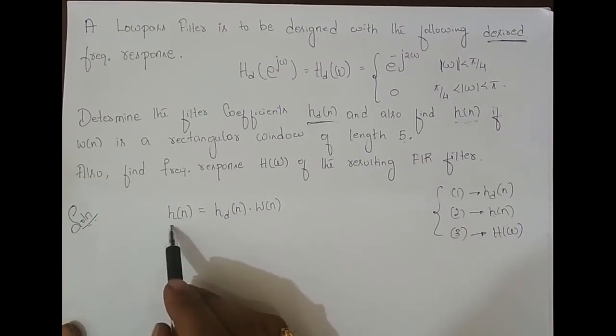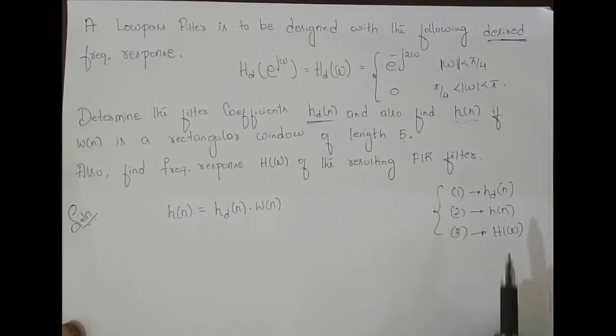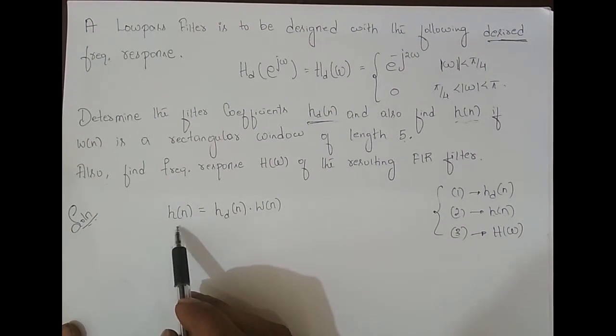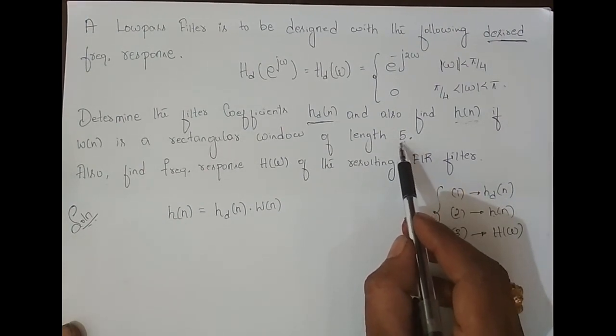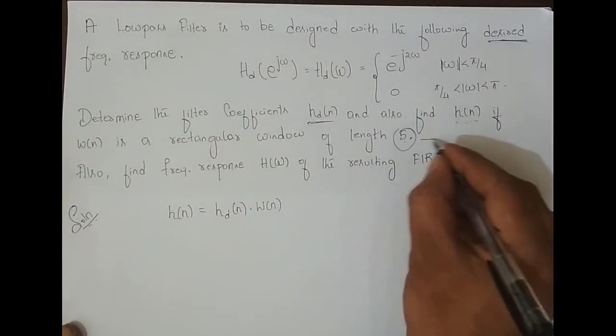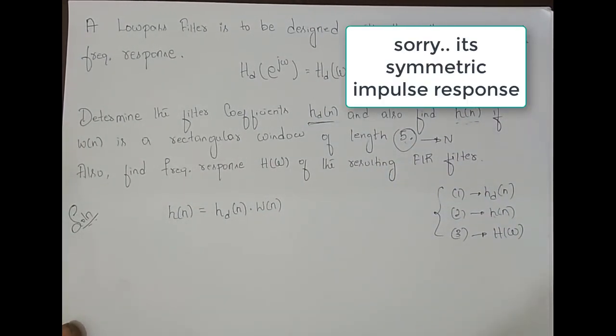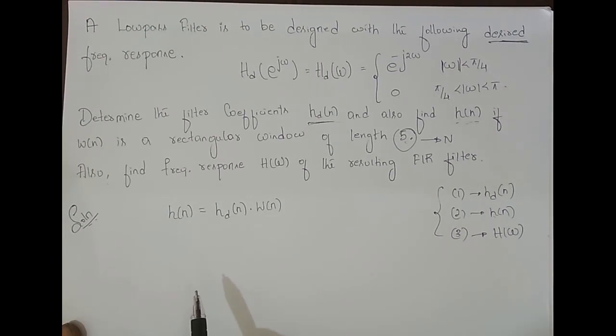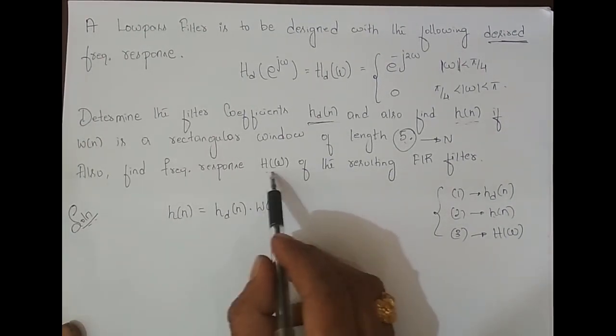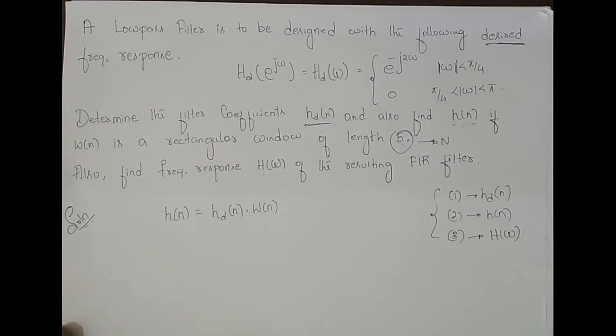Fine. So once I get this h of n, I can get the equation for the frequency response h of omega, and again we have discussed this equation for frequency response in the previous video. It's a symmetric filter. Once we get h of n, we will get to know that it's a symmetric filter, and since the length N is 5, which is odd, it's a symmetric filter with N odd. So we have an equation for the frequency response for symmetric and N odd. We make use of that equation to get the frequency response h of omega.